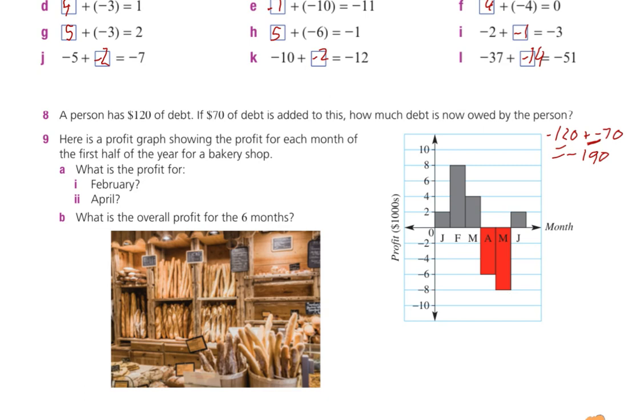Here's our profit graph. First half of the year, what's the profit for February? February being F is 8, and 8,000. $8,000 is the profit for February. What about April? There's April, and we are minus $6,000. Bad times in April.